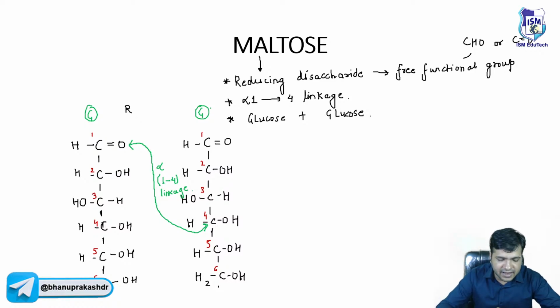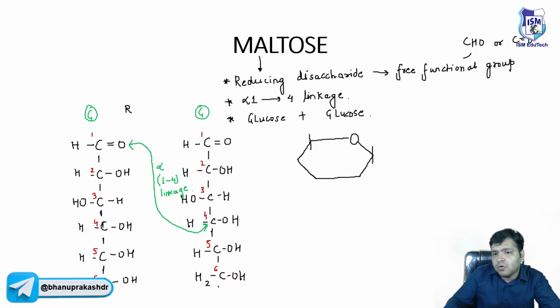Now let us focus on the structure, how the maltose will look. So the glucose, you already know the ring structure of glucose. It is a six membered ring with five carbon and one oxygen. You already know this, beta. So you are already aware of this particular thing, right?